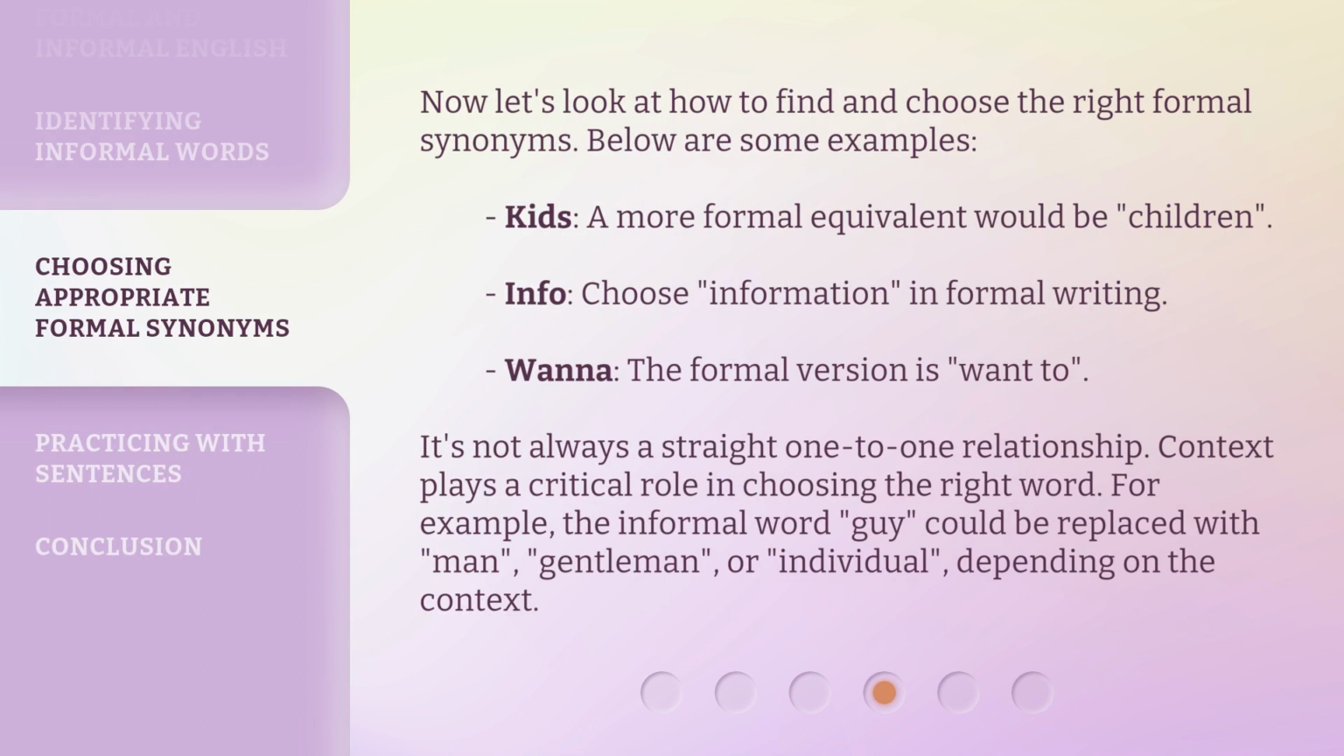Now let's look at how to find and choose the right formal synonyms. Below are some examples. Kids. A more formal equivalent would be children. Info. Choose information in formal writing. Wanna. The formal version is want to.